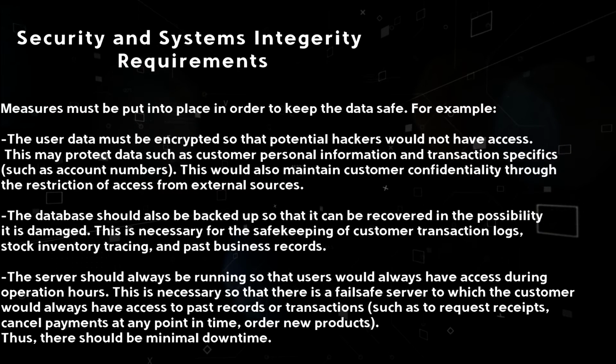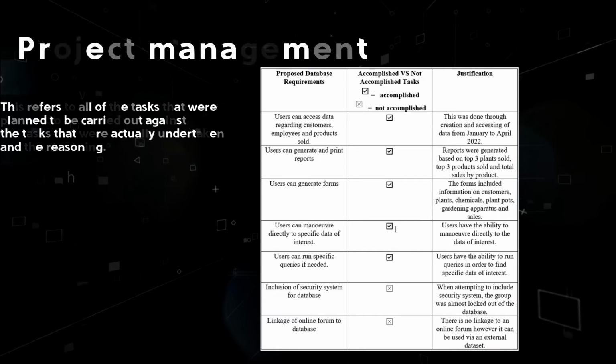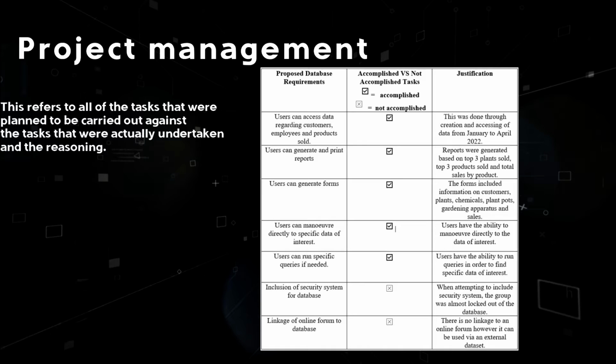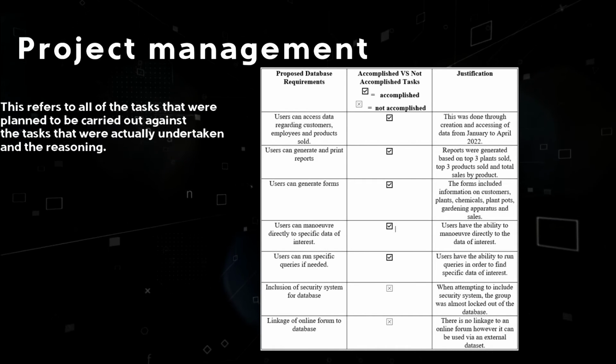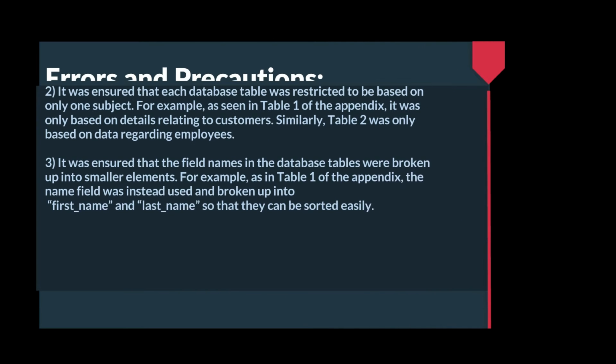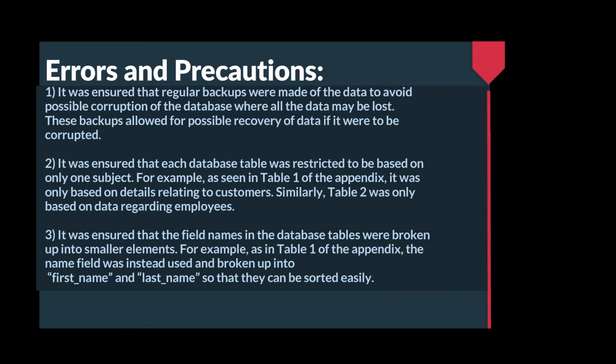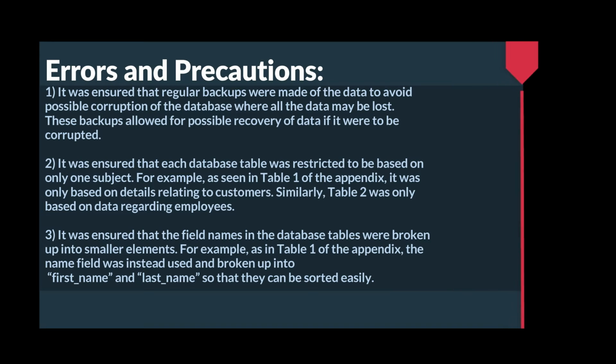For this section, all of the activities that were proposed at the beginning of the project are sorted through by the ones that were actually implemented, given with a justification for why each was chosen. Errors and precautions refers to any errors that occurred during the making of the database, as well as precautions taken to reduce the amount of errors occurring within.